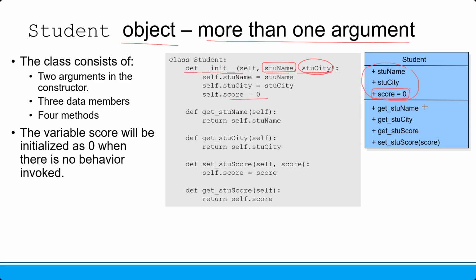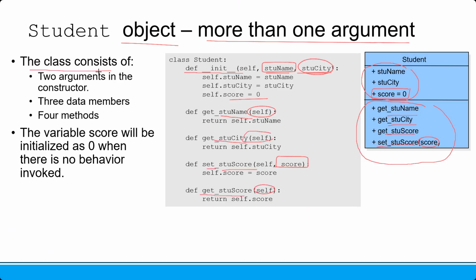And for the other methods, I would like to get the student name. You can see self. I want to get the student city, self. I want to get the student score. Oh, sorry, I want to set the student score with one argument. And then I want to get the student score.